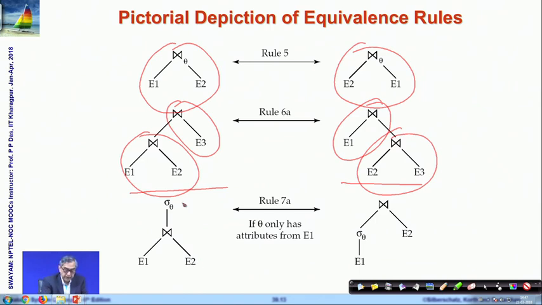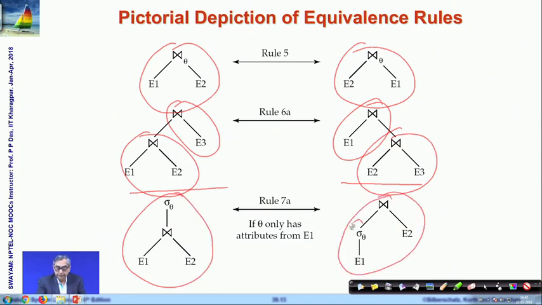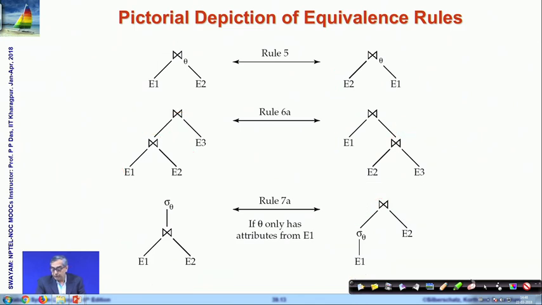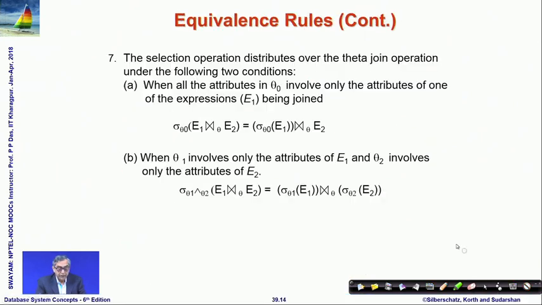For example, in this case you are doing a join and then doing the selection, and here you are doing a select early on this relation E1. Of course, you will be able to do this provided theta contains only attributes from E1. If theta contains attributes from both E1 and E2, this transformation will not be applicable. So, these are some more of the transformation rules.